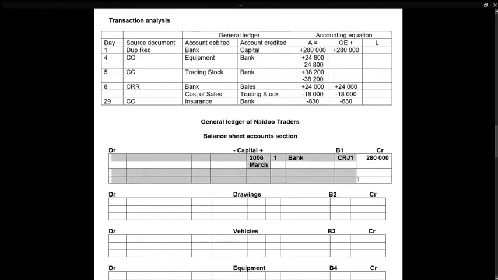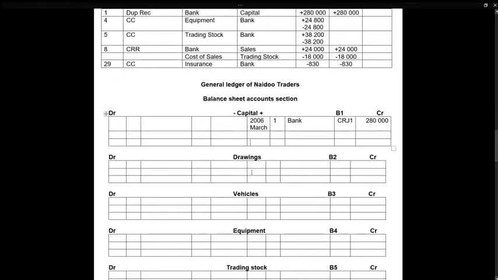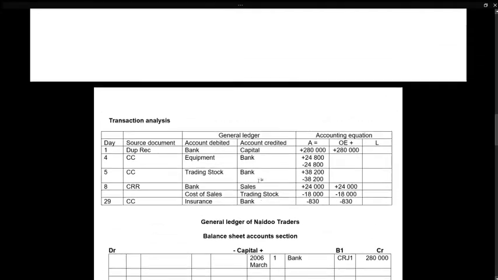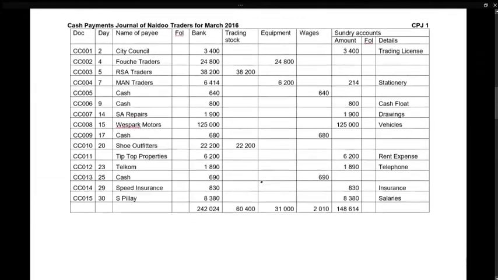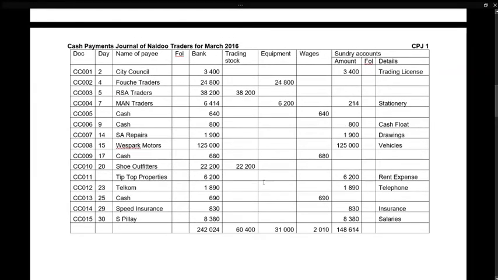Now, basically what this means is my capital is being credited. If I want to find my debit, where do I need to go and have a look? In my bank account. Okay, right, now drawings. Drawings is the complete opposite of capital. This is whenever the owner takes money out of my business. So I don't have to go and have a look at my cash receipt journal. I can go straight to my cash payment journal.